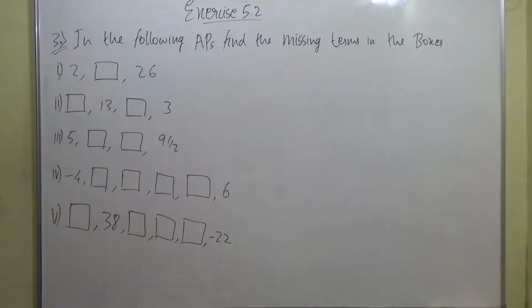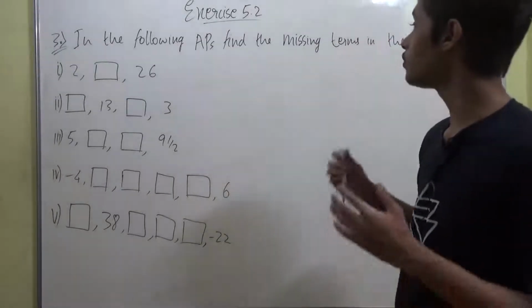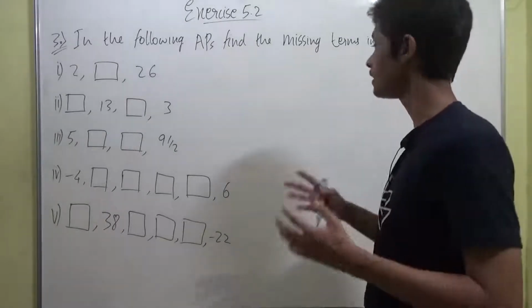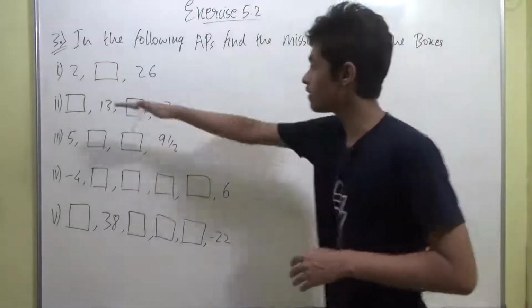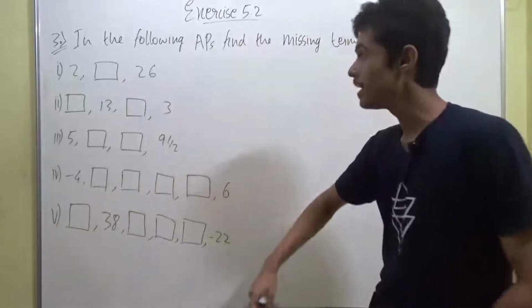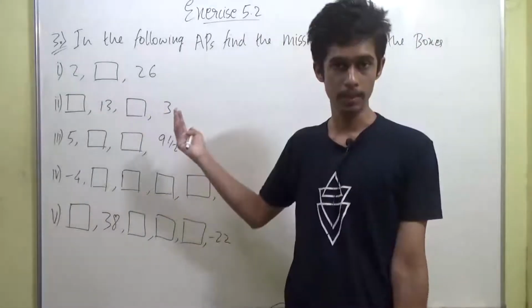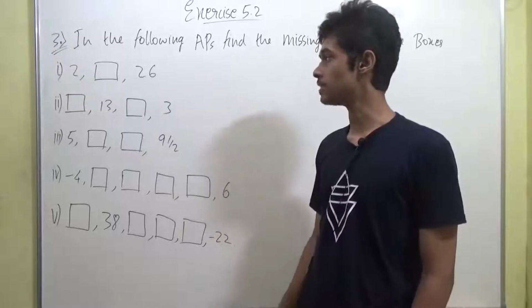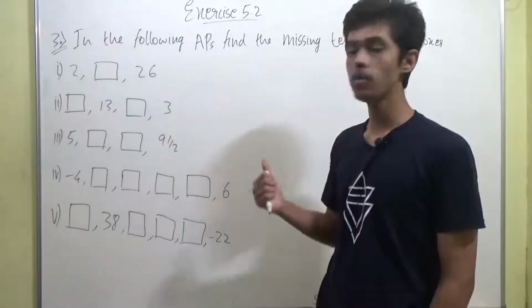Okay guys, now let's go to the third question, which says, in the following APs, find the missing term in the boxes. So they have given us an AP, these all are APs, and then they have given the missing terms in the AP. We have to find those missing numbers of the AP, right? So how will we do it, guys?